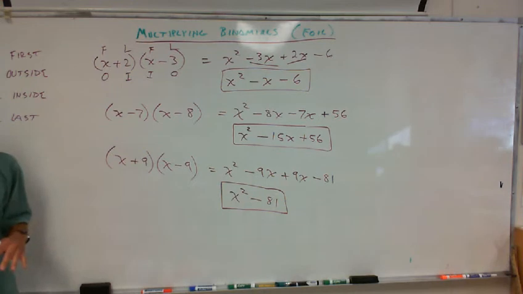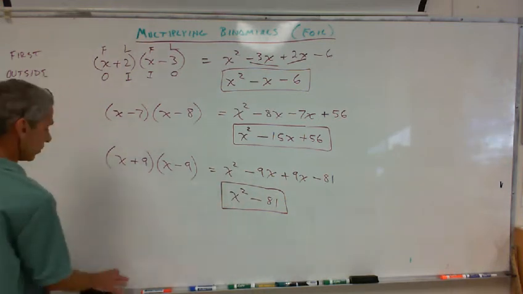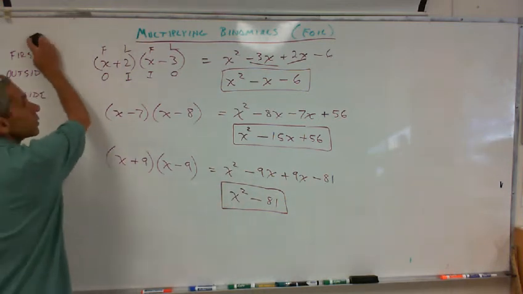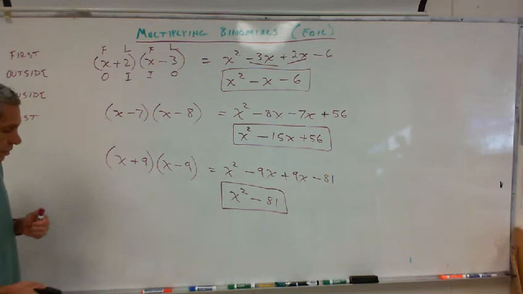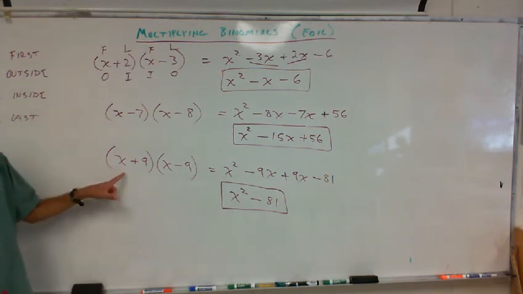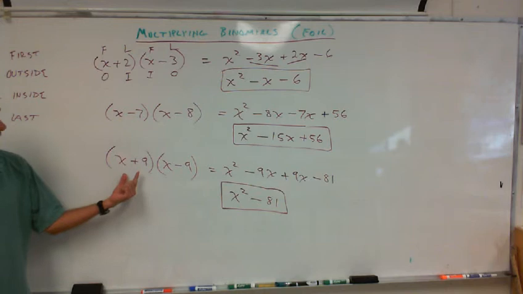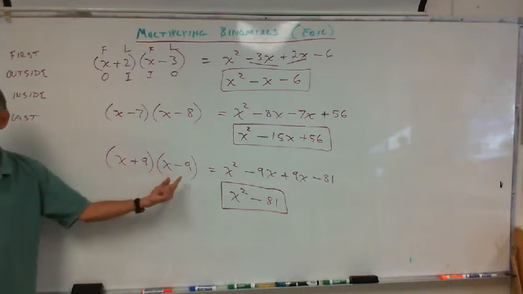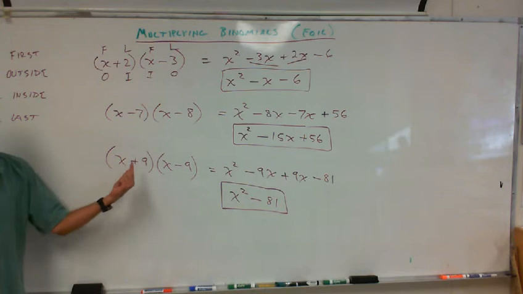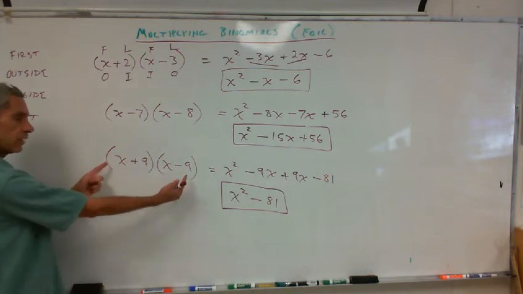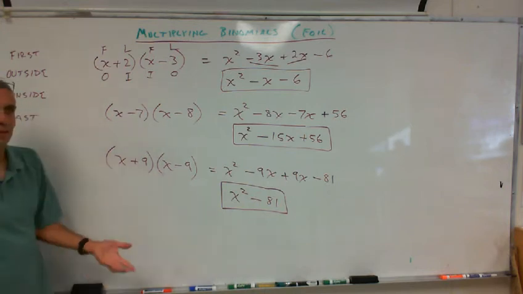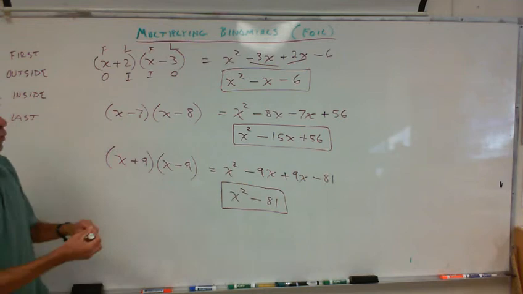Can I erase everything? Because I want to. I'll keep this, and I'm going to show you something. Basically, if it's the same thing except for the signs, you can just do F and L. As long as the signs are different, but the binomials other than the signs are the same, all you have to do is first and last, because you just think of it as negative 9x plus 9x. They cancel out, right? It works for everything.